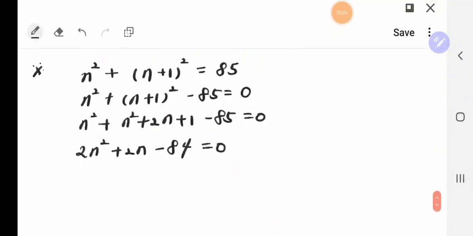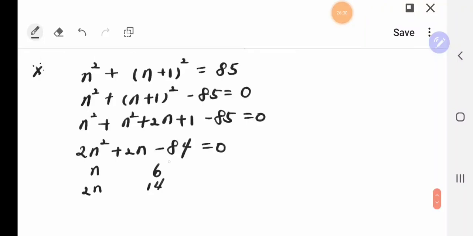So now the equation contains a trinomial. So let's use factoring using our combination method. So 2n squared is equal to n times 2n. And 84, okay, let's try 6 times 14. 6 times 14 makes 84.